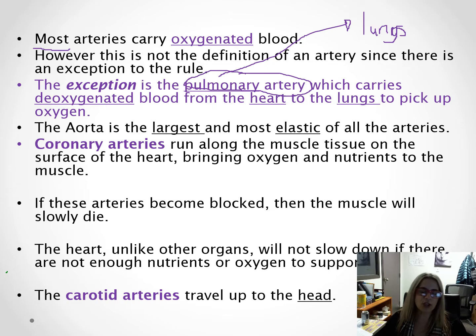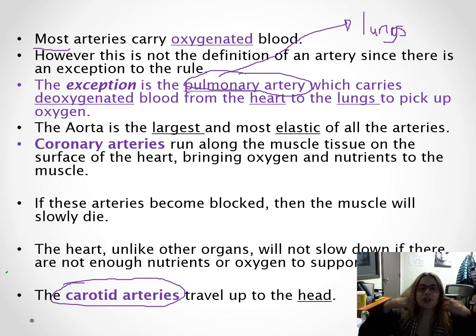In terms of which arteries you need to know, you kind of need to know the aorta for sure. You need to know the properties of the arteries. And then one of the ones that sometimes is mentioned is the carotid. So the carotid arteries actually take oxygenated blood from your aorta up into your head and into your neck, okay? So that's what's important.